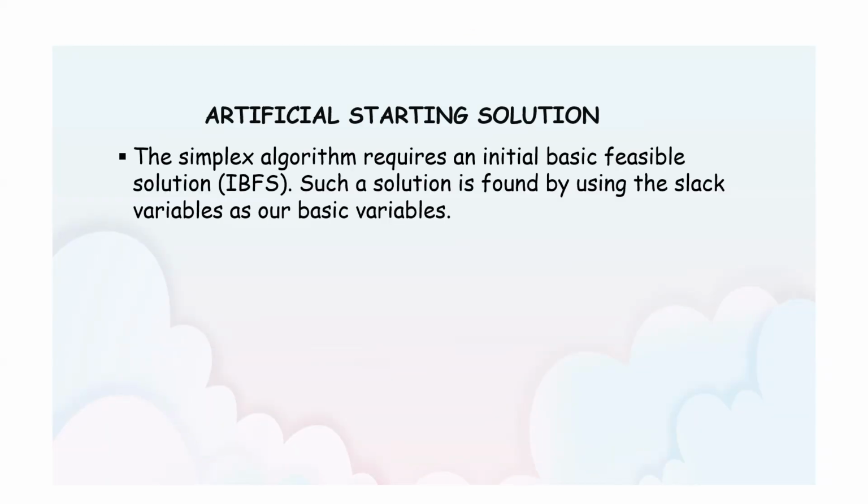So we have already learned the Simplex method, which is a powerful tool for solving linear optimization problems, but it assumes that we already have a basic feasible solution to start with, which is called initial basic feasible solution. This means that all our initial constraints must be satisfied and we need a starting point that is already inside the feasible region. So such a solution is found by using the slack variables as our basic variables. Basic means non-zero variables. Because we dealt with all the constraints of less equal type.